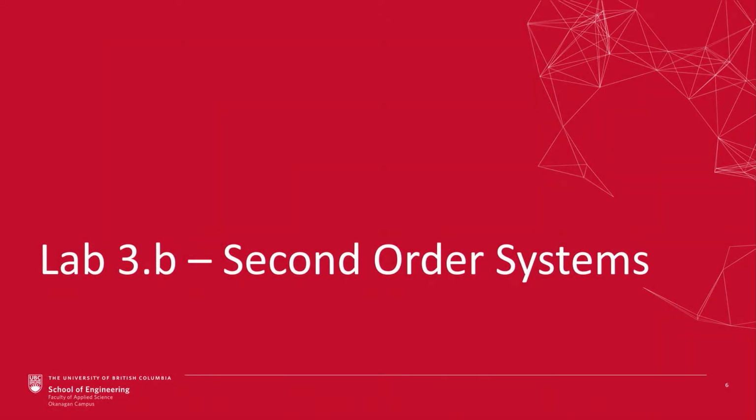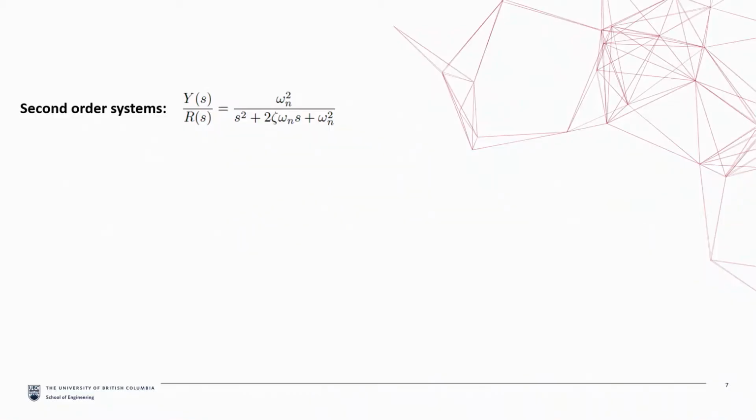In the second exercise for this lab, we discuss second order systems and analyze the properties that affect their behavior. The second order system transfer function has the following form, where omega n is the natural frequency and zeta denotes the damping ratio. The properties of a second order system response depend on the parameters omega n and zeta.